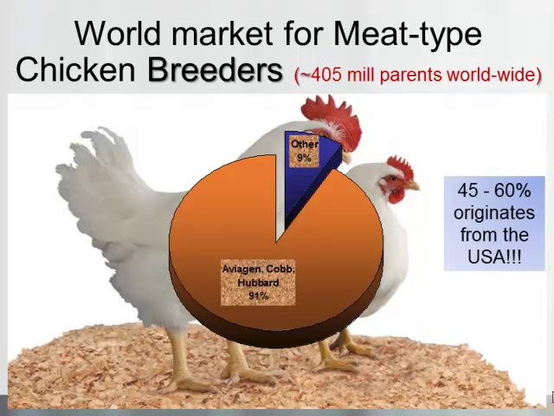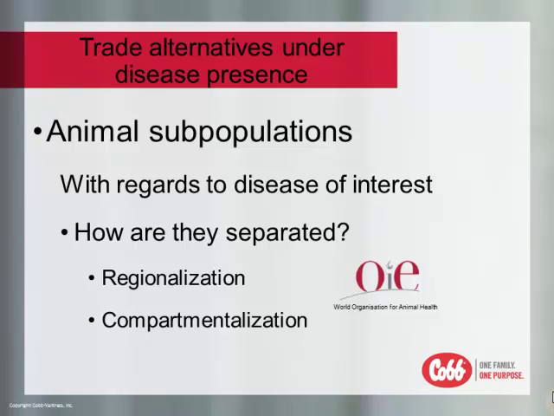So we need alternatives to trade and safe trade. It's not just moving animals for the sake of moving those animals because there is a need to vacate premises to get the new flock or things like that. It has to be done under safe conditions. And what are these alternatives? Well, it is by looking at the subpopulations of animals, and these subpopulations are really what define what OIE has put forth for quite a few years already as these 2 concepts.